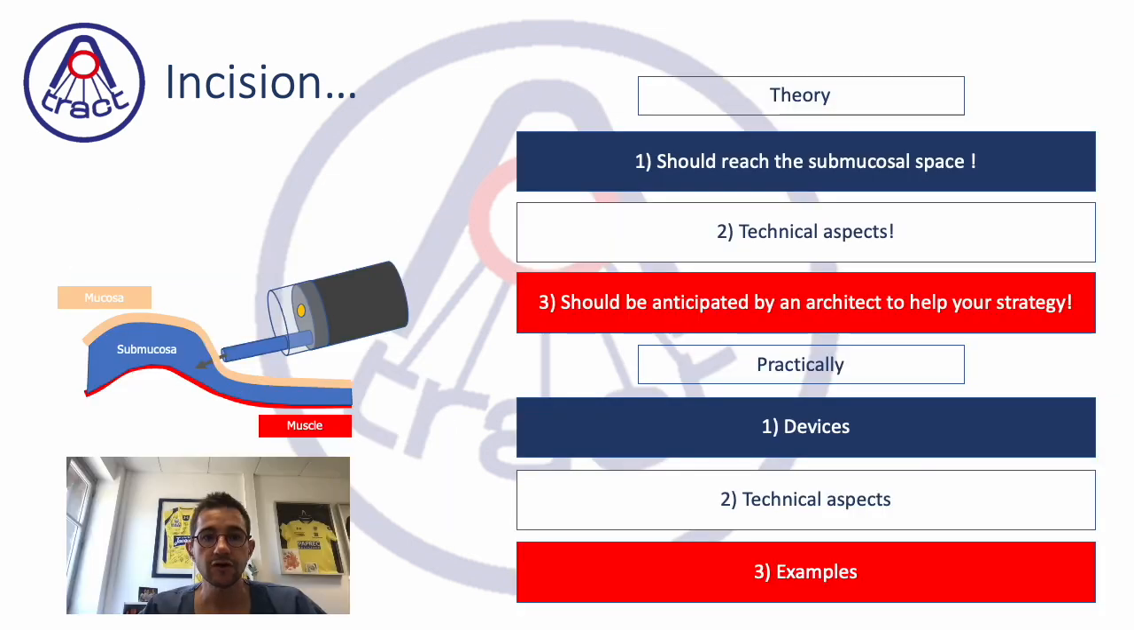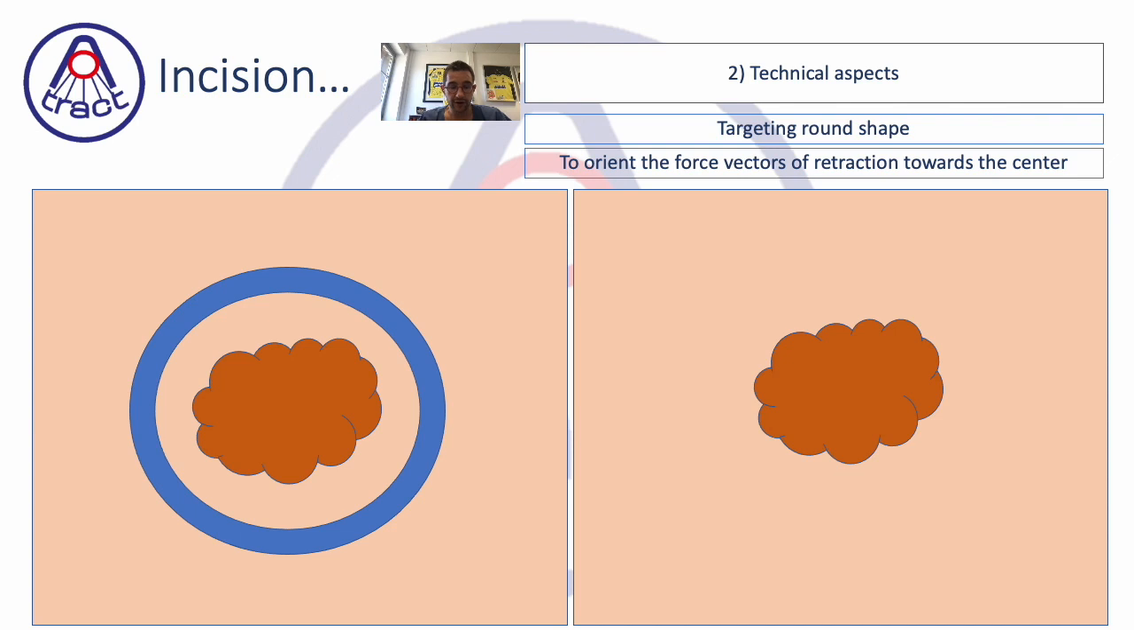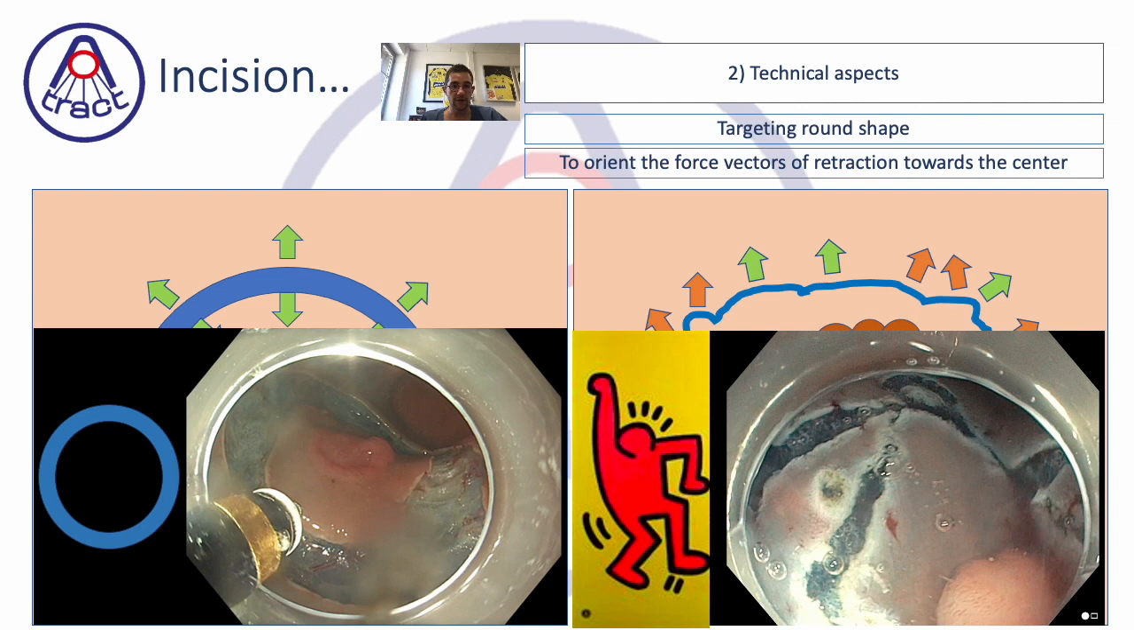Like this. So, second point, the technical aspect, and I will try to give you some tips and tricks that are important for me. The first, which I think is very important, is that if you make a round shape around your lesion, all the retraction vectors will go to the center of the lesion, and on the opposite, the edges will retract oppositely. Therefore, you will open the space. But if you make an incision which is not round, the vectors will go everywhere. And in fact, you will not have a perfect shape that concentrates to the center and opens the submucosa. So I think that you should target a round shape like this.